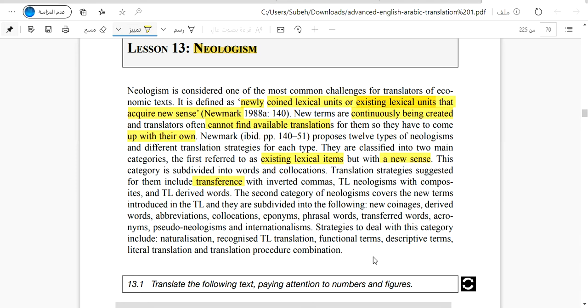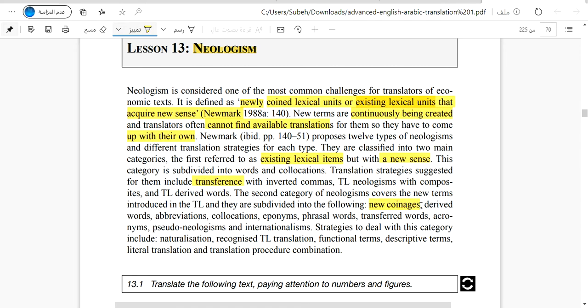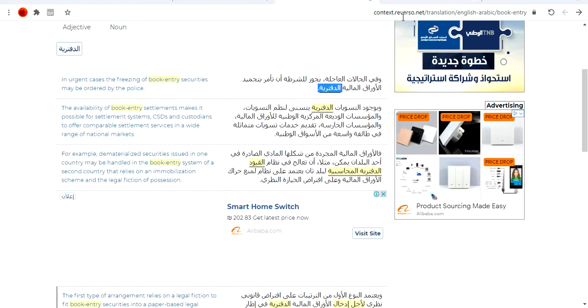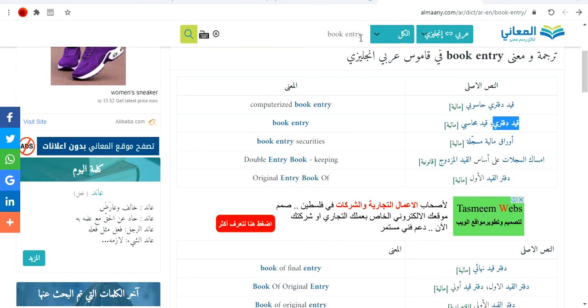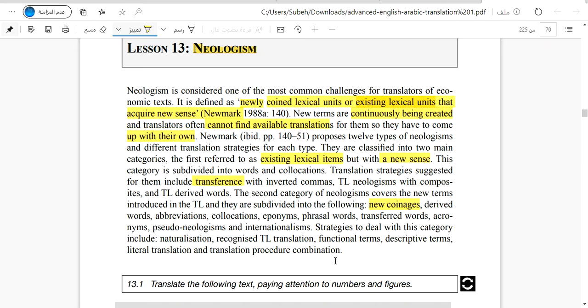Other, let's say, new terms could be new coinages. يعني كلمات مش كلمة أصلها وصار فيها تعديل. يعني مثلا سجل دفتري, مثلا قيد دفتري وصارت دفترية. لا, بصير كلمة جديدة من الأصل. Derived words, اشتقاقات, abbreviations, اختصارات, collocations, eponyms, phrasal words, transferred words, acronyms, etc.